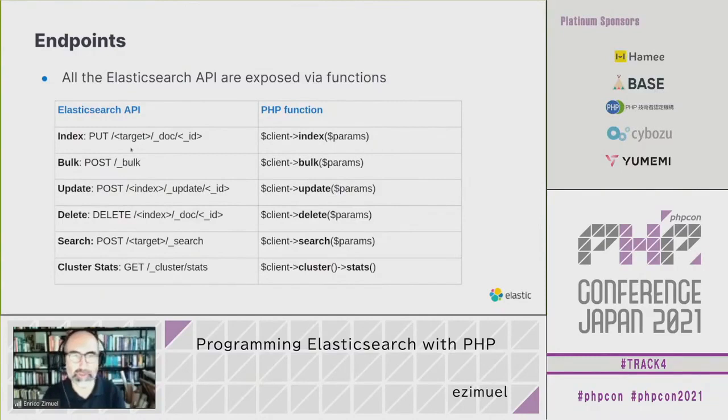So as you can see, it's just the verb of HTTP and the path with the parameters and the name of the API. So what we did was just to expose a function with the same name of the API, in this case index. And each function, as you can see, has only one parameter, that is $params, that contains all the parameters that the endpoint needs in order to provide the response.